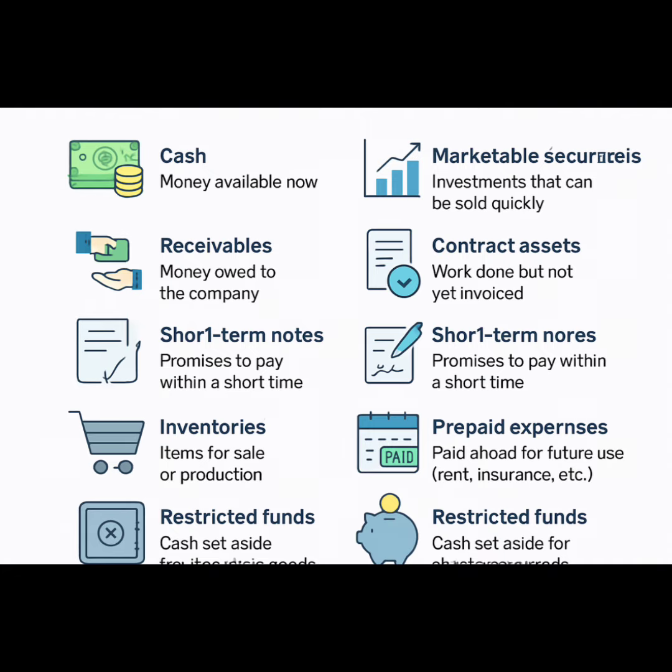Inventories: items for sale or production. Prepaid expenses: paid ahead for future use, such as rent, insurance, etc. Restricted funds: cash set aside for short-term needs.